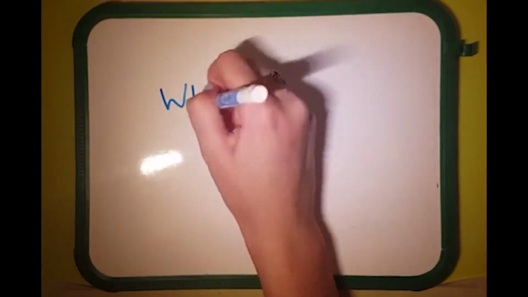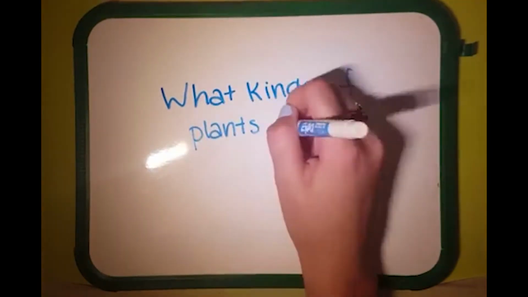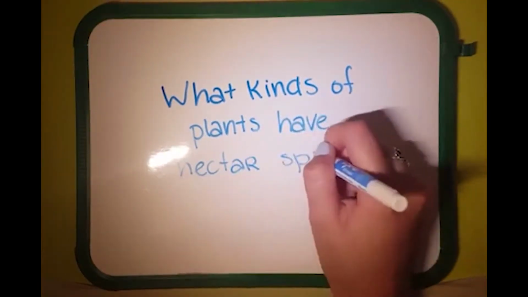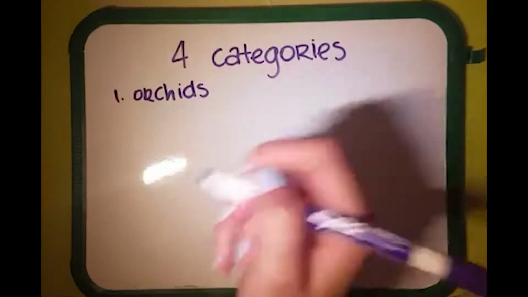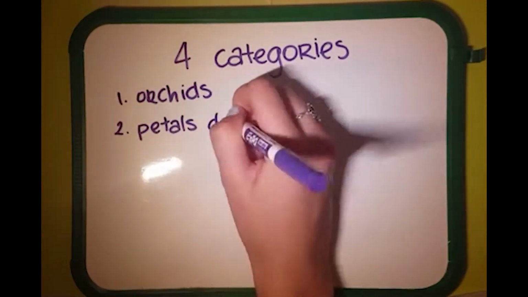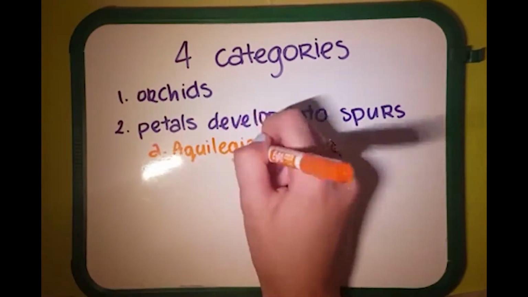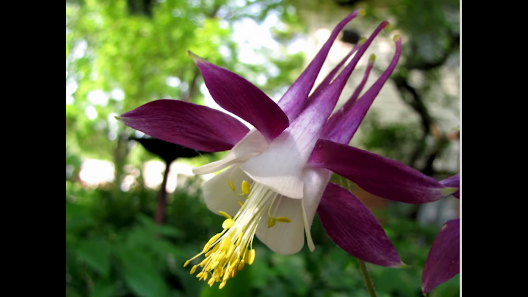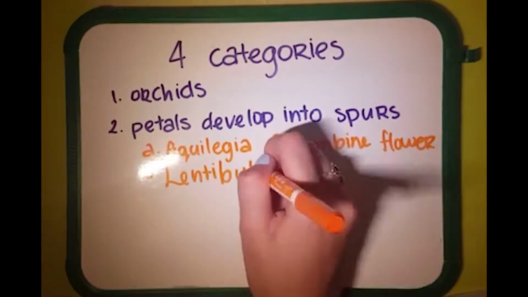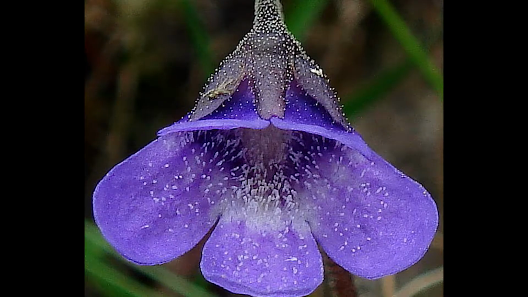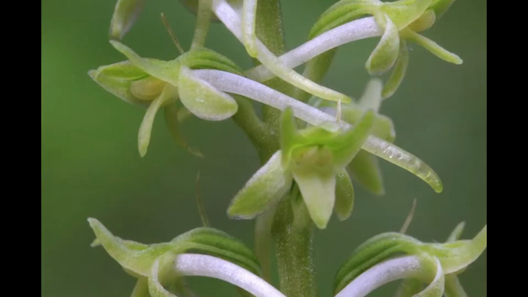The types of plants that have nectar spurs are split into three categories: flowers whose spurs evolve from the cells of the petals, the sepals, and the hypanthium. Orchids are also their own category of nectar spur-having plants. Some plants that have nectar spurs as part of the petals are Aquilegia, which include the columbine flowers, Lentibulariaceae, which include carnivorous plants like butterworts, and Piperia, which I talked about a little earlier in the video.